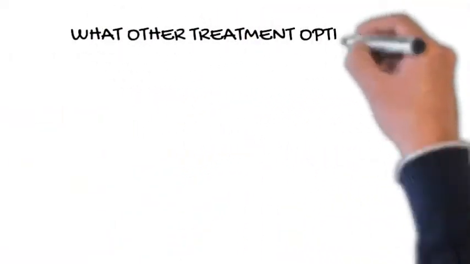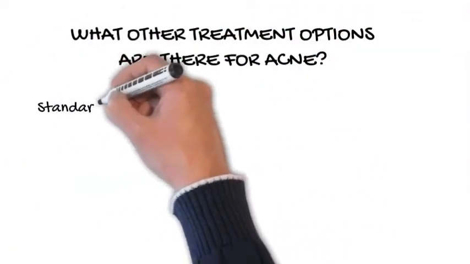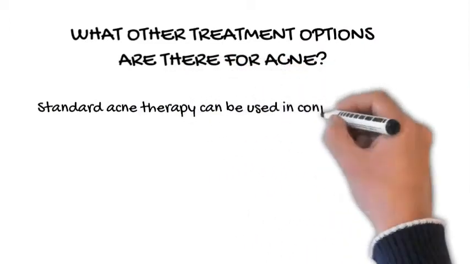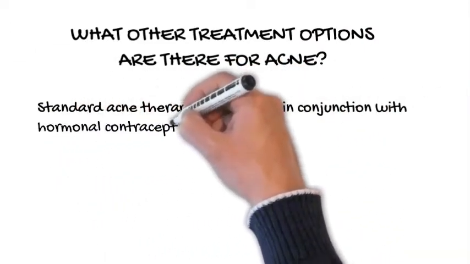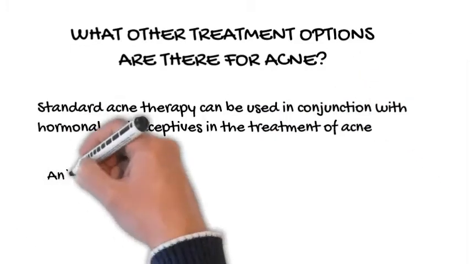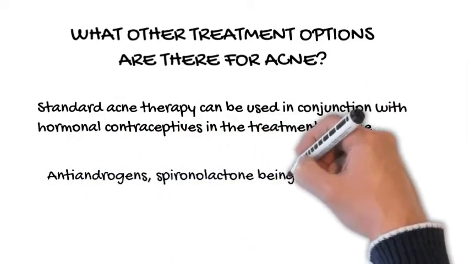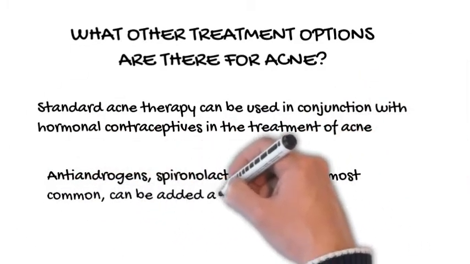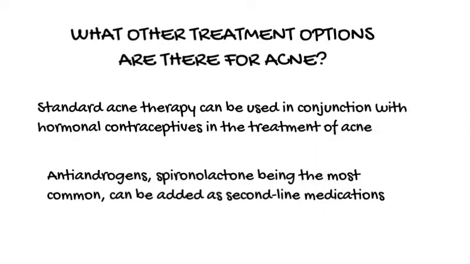What other treatment options are there for acne? Standard acne therapy can be used in conjunction with hormonal contraceptives in the treatment of acne. Anti-androgens, spironolactone being the most common, can be added as second-line medications.